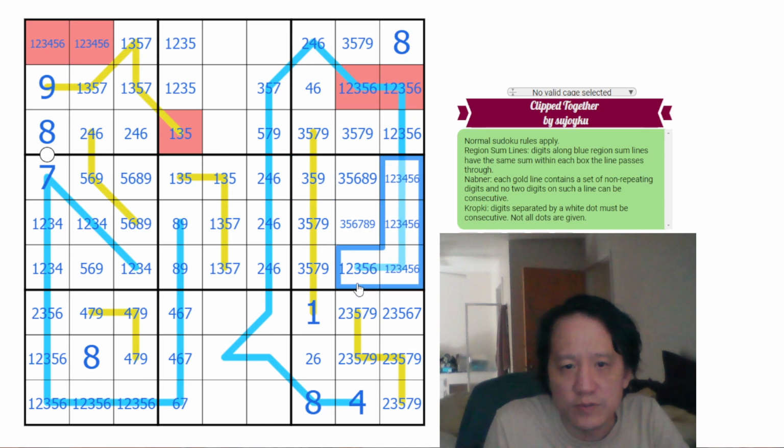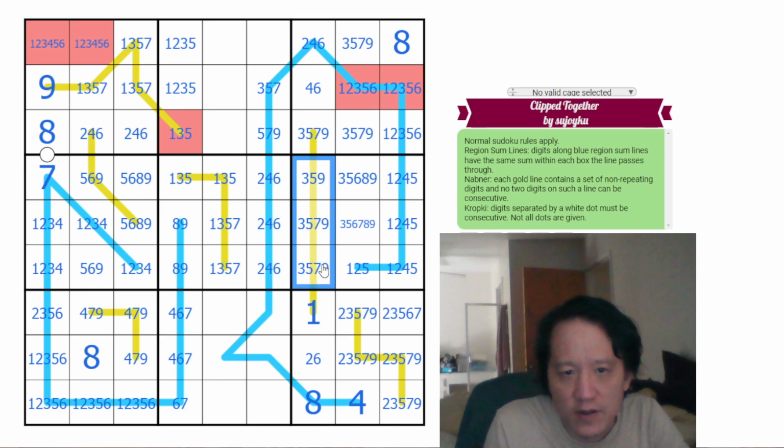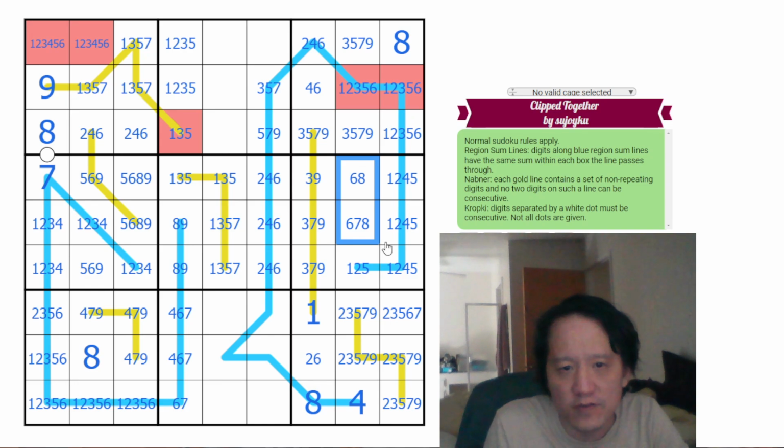This is 1, 2, 3, 6 or 1, 2, 4, 5. The 4 cannot be here. Therefore, this is 1, 2, 4, 5. So this is no 5, no 5. That becomes 3, 7, 9. No 3, 9, no 5, no 7. This is 6, 8. So this has to be 5, which means this cannot be 4 and 5.